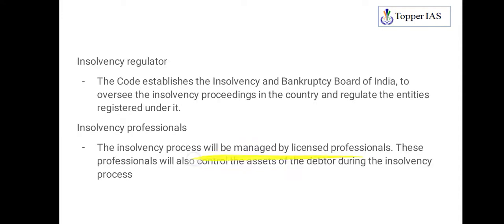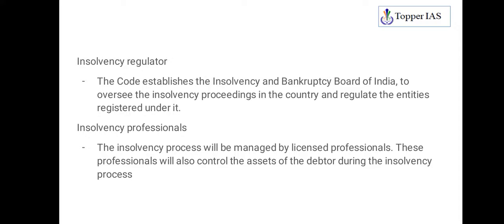Remember that. Then we have the insolvency regulator. This is also a feature of the code. The code establishes the Insolvency and Bankruptcy Board of India. This is the regulator. The regulator oversees insolvency proceedings in the country and regulates the entities which are registered under it.